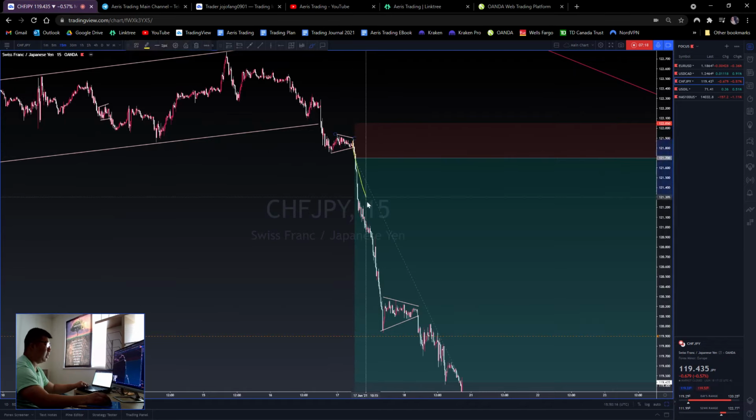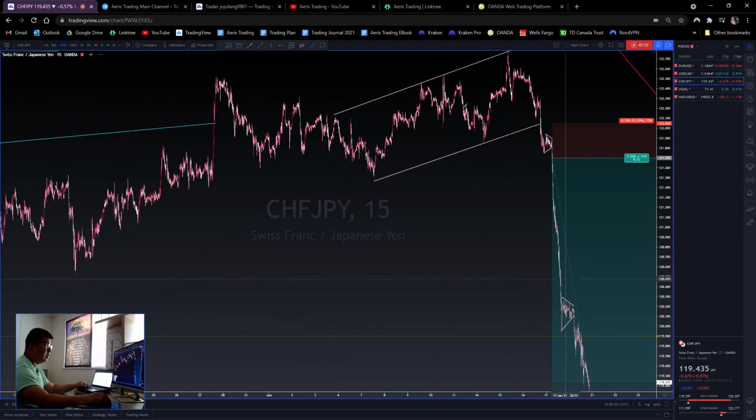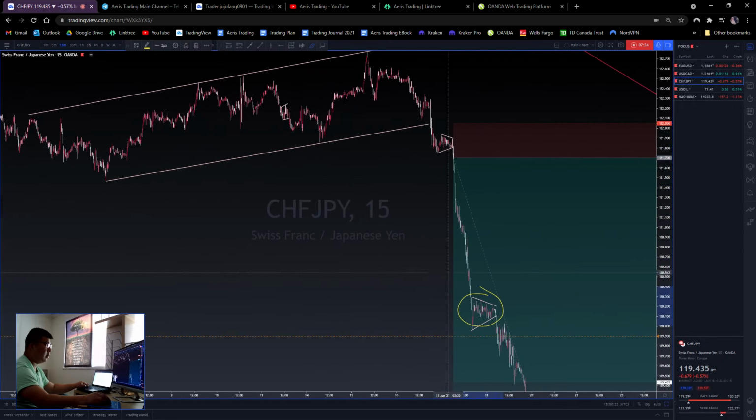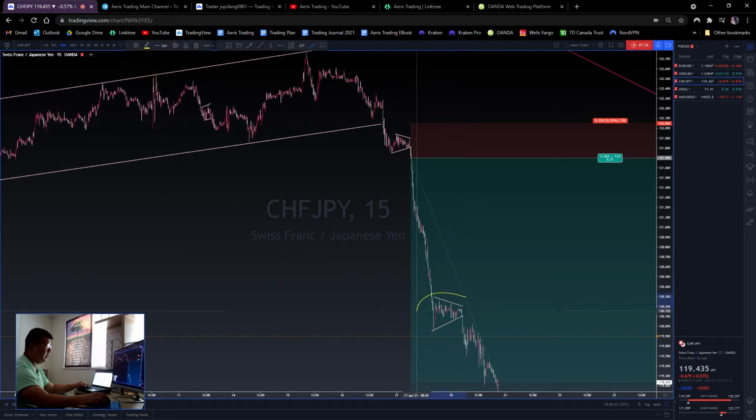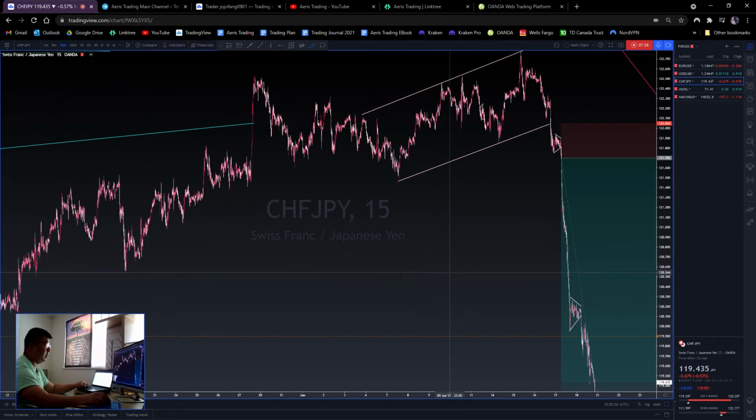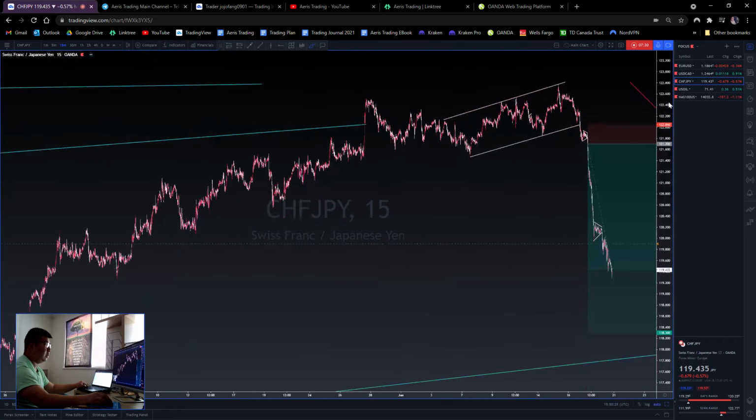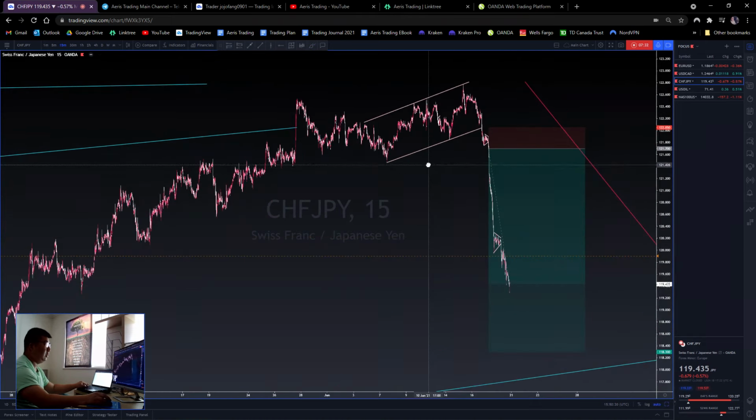So anyways, price tagged me in here, just a massive push down for the price, and there is a lower time frame correction here. Actually, on most of the yen pairs, it did form this continuation correction, but again, I just wasn't there to catch it, and I was also just looking at other pairs as well.